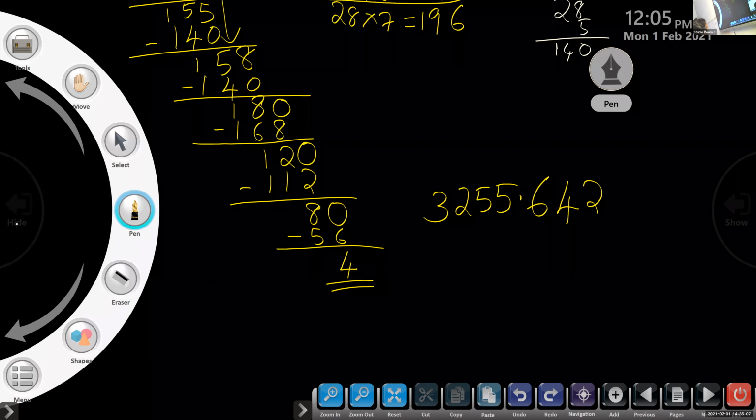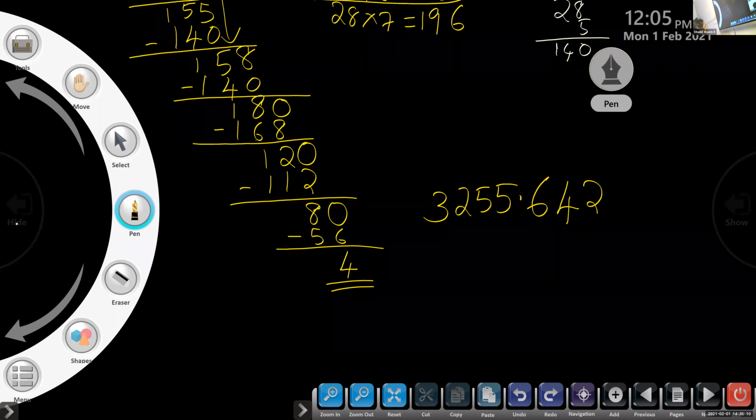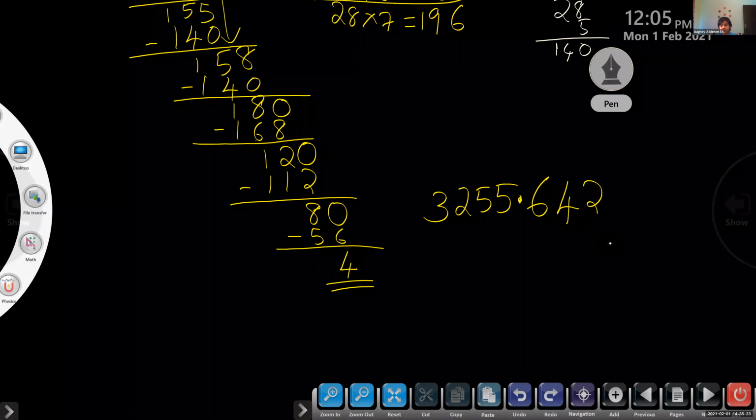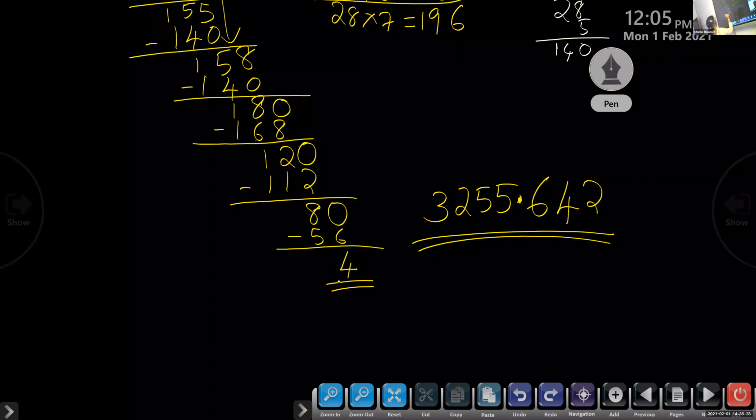Here, now we are writing this in the rough book. Okay, children, so what's the answer you got? 3255.642. The remainder is 24. Ma'am, 7 minus 5 is equal to 2. Okay. Anyway, this 24 is less than our divisor, so no need to do it again. We already have done. Children, can you do one more question quickly? Yes, ma'am.